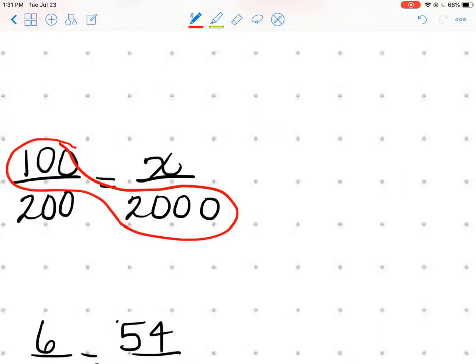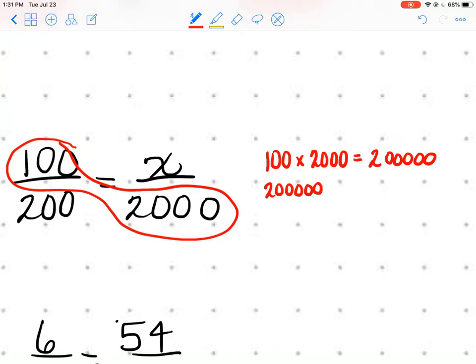Now the downside of using this method is that sometimes you have a lot of zeros to work with. So be careful when you do those. This particular one has 5 zeros. So you want to make sure that you get all of those accounted for. And then we're going to divide by the number that's not in the peanut, which is the 200. And you will come up with 1,000.